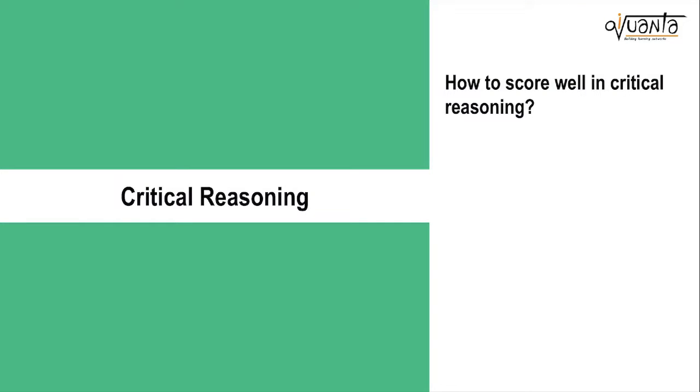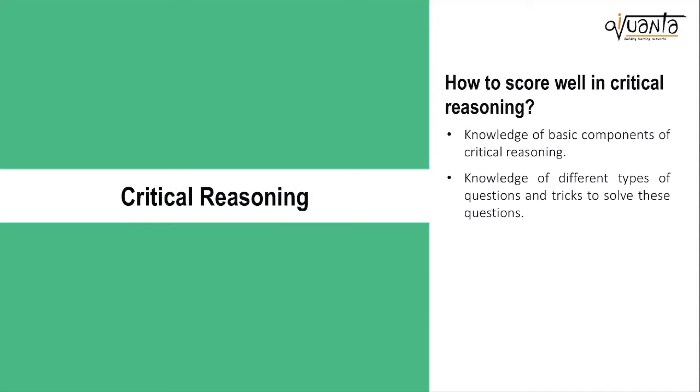We will talk about how to score well in critical reasoning, and it is very, very simple. You only have to know two things. First is have knowledge of the basic components of critical reasoning. Know the different types of questions that can be put out in the form of critical reasoning, and remember all the tricks that we teach you. And if you have all these three right, then you will score well in critical reasoning.